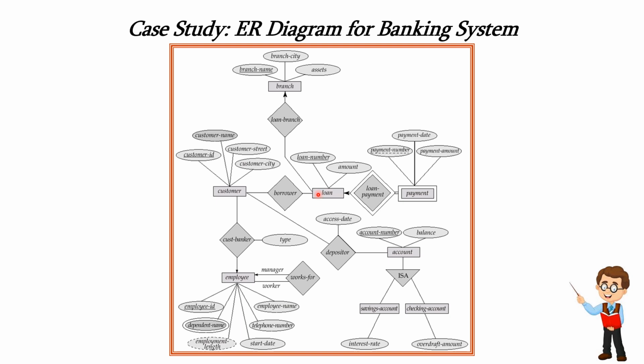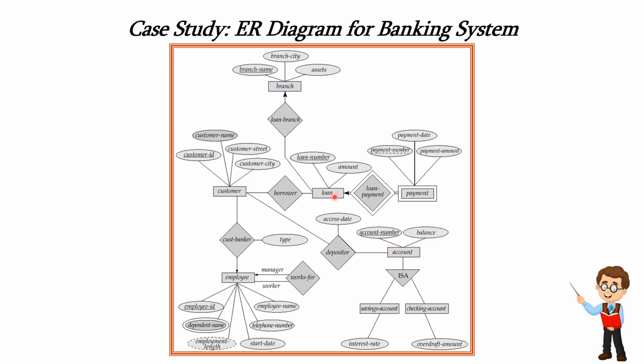Now we can see that loan has its own attributes, loan number and amount, and account has its own attributes, account number and balance. We have one descriptive attribute for the depositor, which is access date, which indicates when the customer has recently accessed the account. This account can be further designated as the subgroupings savings account and checking account using the specialization concept. The savings account has its own attribute interest rate, and the checking account has its own attribute overdraft amount. These also inherit the attributes of the account, which are account number and balance.